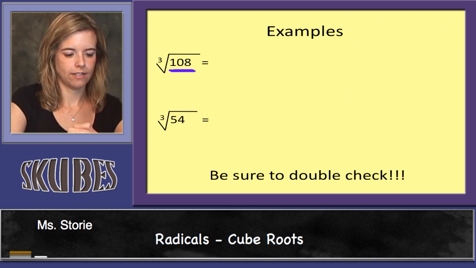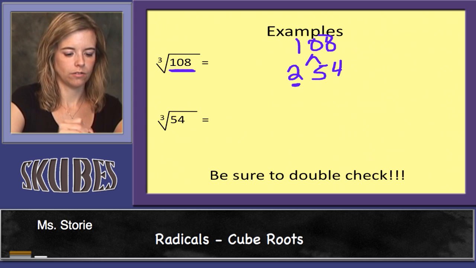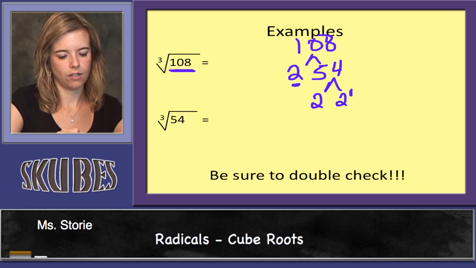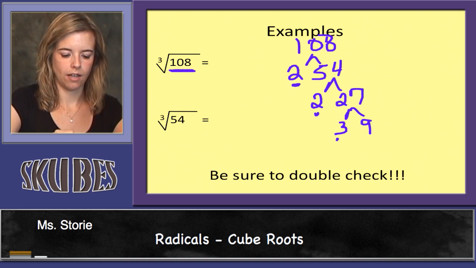All right, 108, and we're looking to break it down into primes. So how about 2 and 54? How about 2 and 27? And 3 and 9? And 3 and 3.